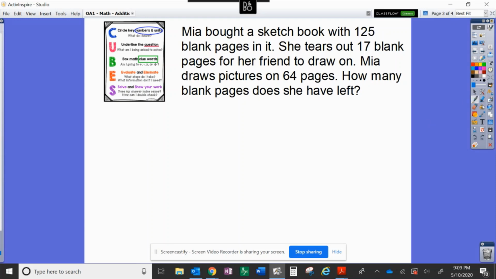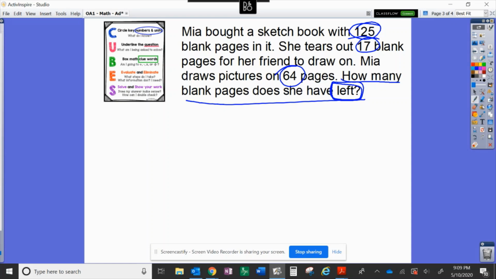Okay. So following our steps, we're going to circle those math numbers. We are going to underline the question. We're going to box our math clue words, okay? So it says Mia bought a sketchbook with 125 blank pages. She tears out 17. She draws on 64. How many does she have left? Now again, with the exception of this word right here, none of those are large, really blaringly obvious math clue words, but they do tell me something.